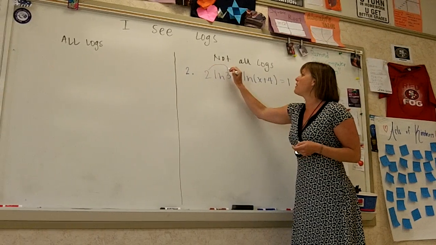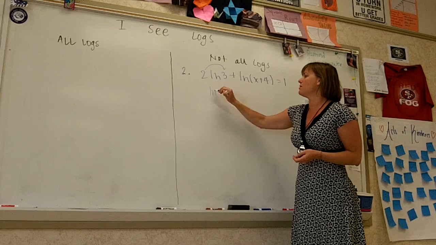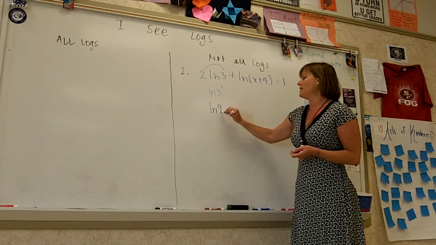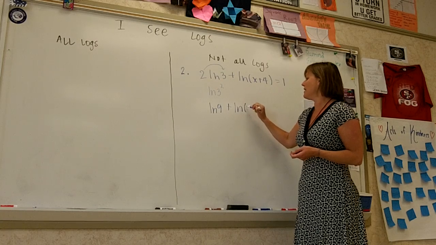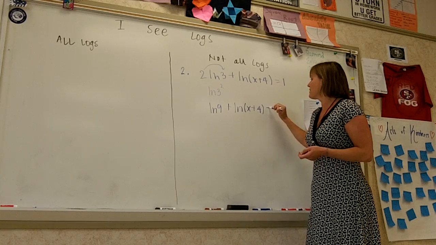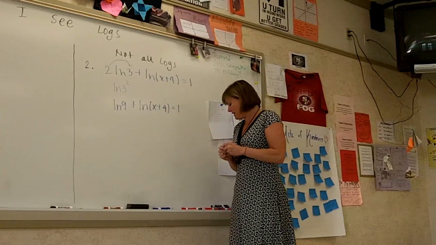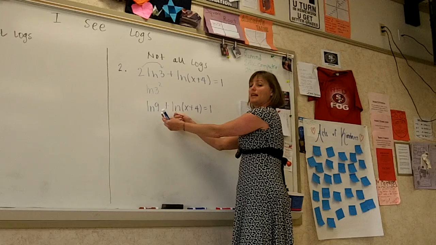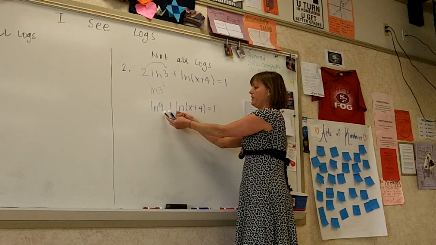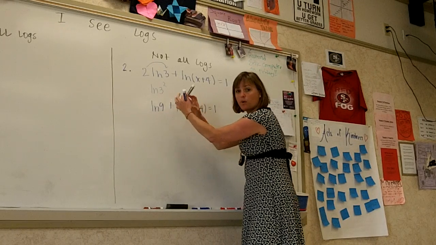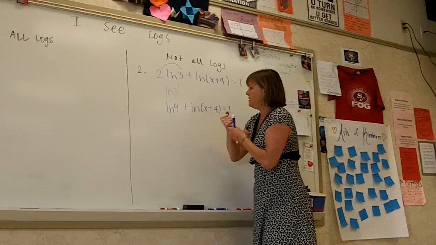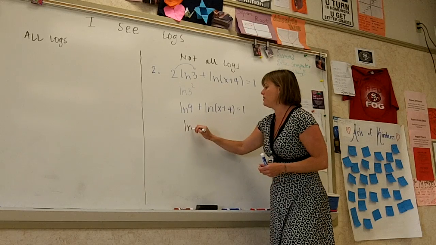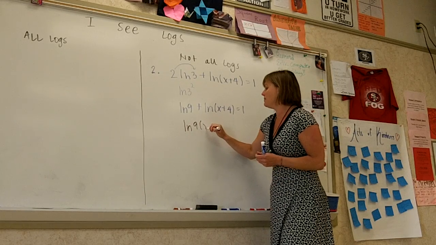So I'm going to use the power rule and say that that's really the natural log of 3 squared, which is really the natural log of 9, plus the natural log of x plus 4 is equal to 1. Now my next step is I'm looking at this and I think, okay, I'm adding these 2 logs together, so what I really have to do to combine them into one log is, addition means all I have to do is write them in one log and multiply. So that's 9 times x plus 4.